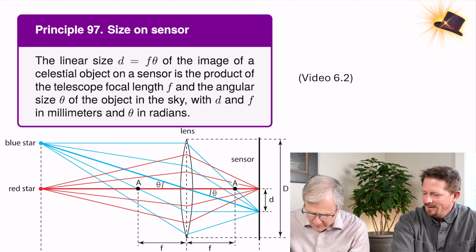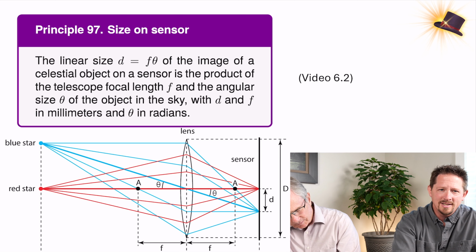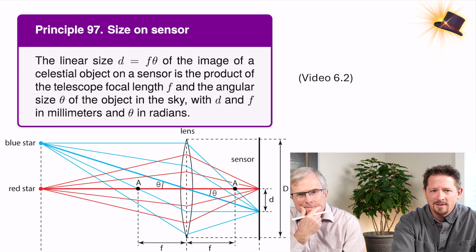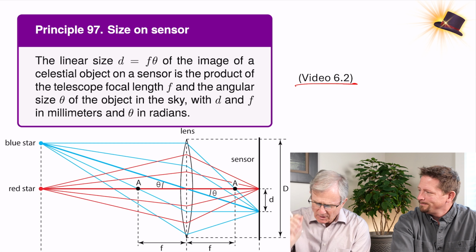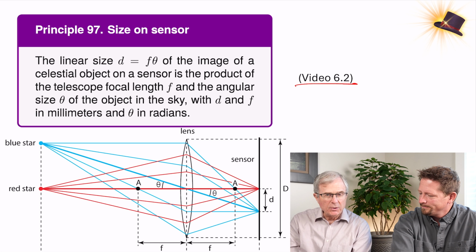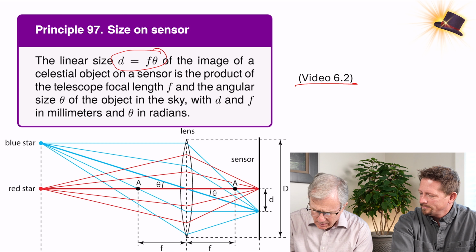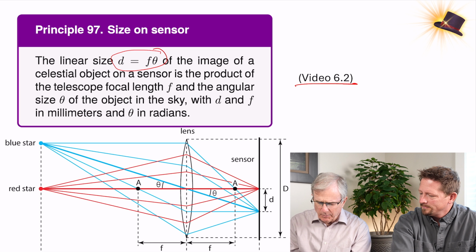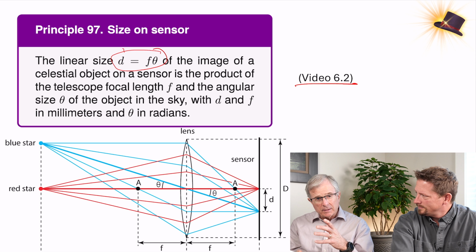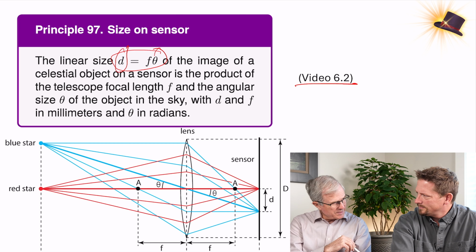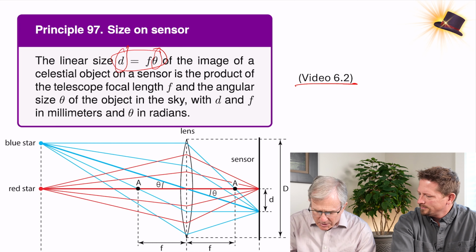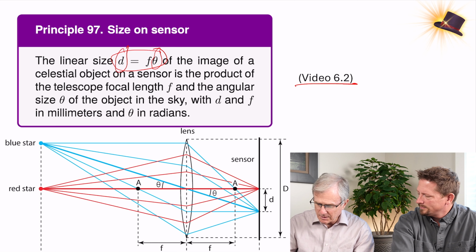Right. So this is a review. Review on Principle 97, size on sensor. We talked about the linear size of the image of a celestial object on a sensor is the product of the telescope focal length and the angular size of the object in the sky. So that's from video 6.2 if you want to go back and review that. But D equals F theta is going to be our key to connect the size of the image on the sensor to how much angle of the sky it covers.